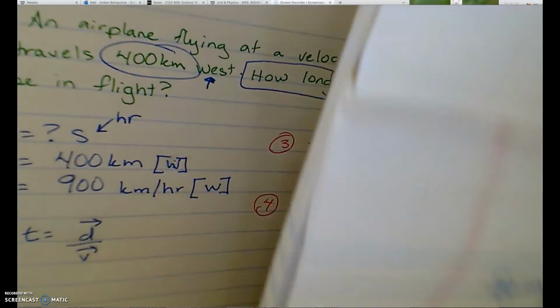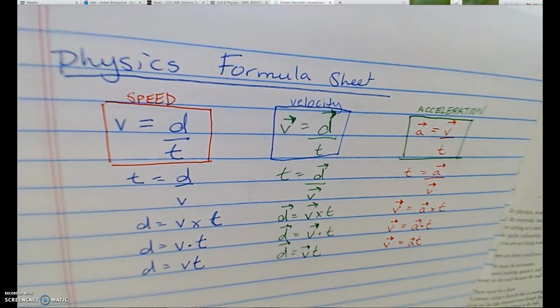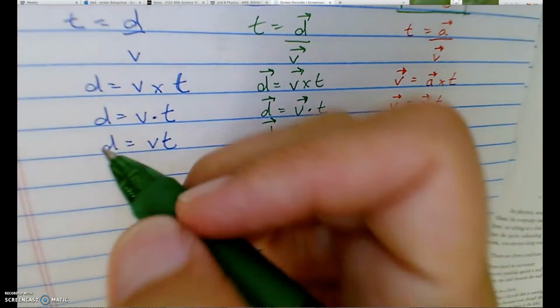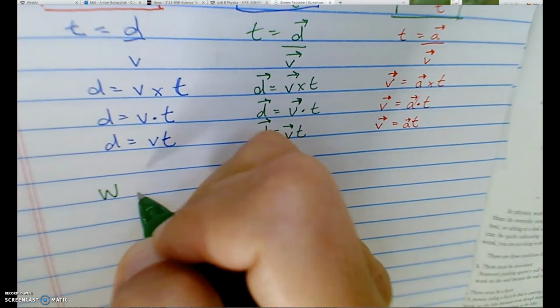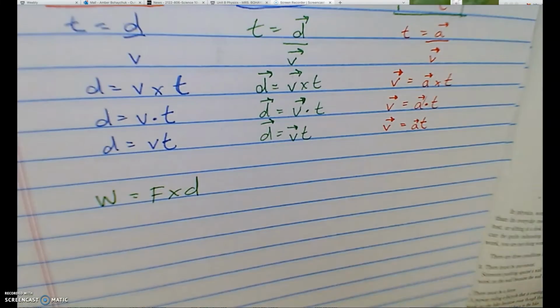So let's update our formula sheet, specifically our physics ones. We had speed, velocity, and acceleration. Now we're going to add work. Work equals force times distance. That's our main formula.